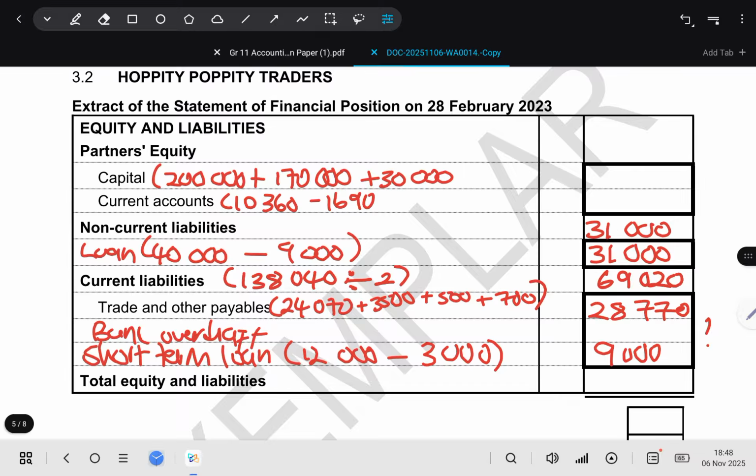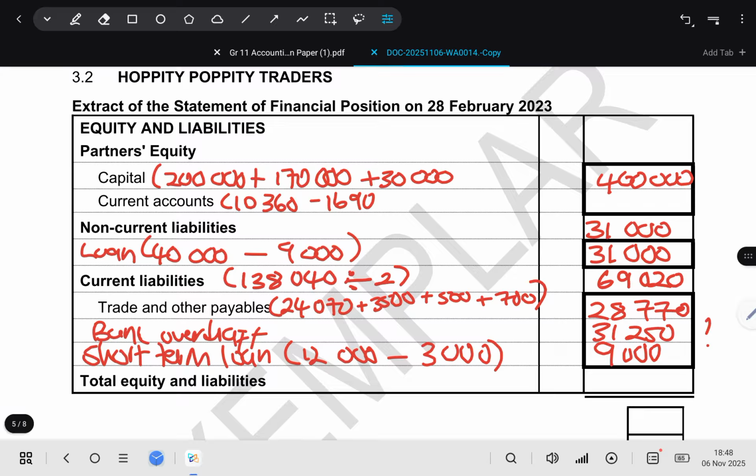It gives us 31,250. Okay guys, now let's close up our capital. So if you say 200,000 plus 170,000 and then plus 30,000, it gives you 400,000.